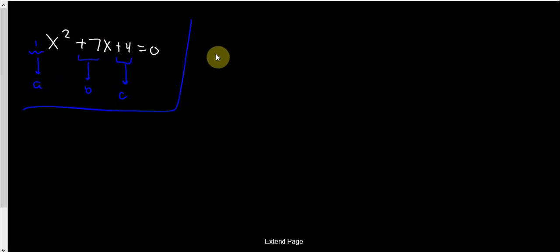So remember, negative B, which happens to be 7, so negative 7, we're going to do plus the square root of B squared minus 4 times A, which happens just to be 1, times C, which is 4, all divided by 2 times A, which is just 1. Okay, so this is what x will equal.